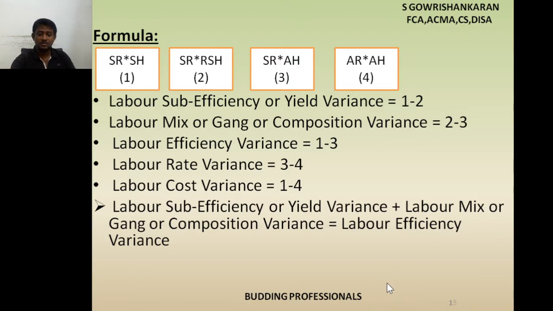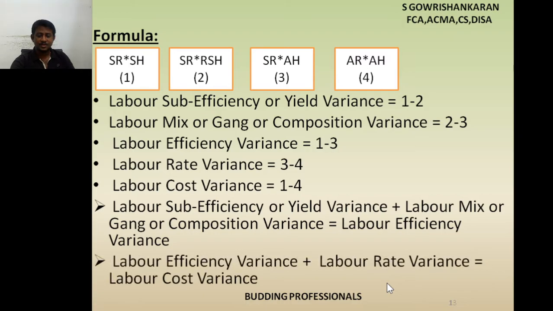Okay. So then what is the next checklist? Labor efficiency variance plus labor rate variance equal to labor cost variance. Similar to your material variances, there material usage variance plus material price variance equal to material cost variance. Here it is labor efficiency variance plus labor rate variance equal to labor cost variance. Okay.